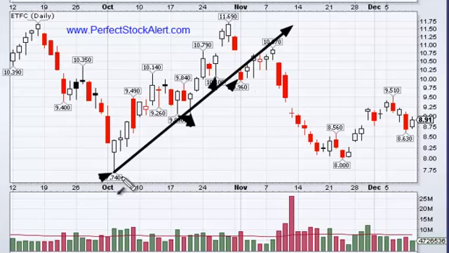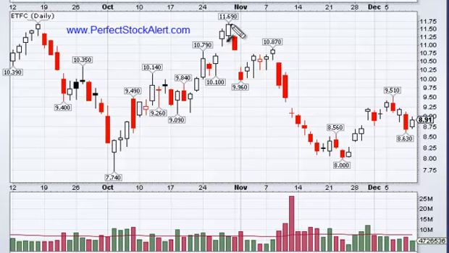Oftentimes, whenever your support line is broken and you have a close below that support like you did here, it will begin to act as resistance. What was once support turns into resistance when it's broken. So then you see resistance here, here, here, and here. Let's clean that up.